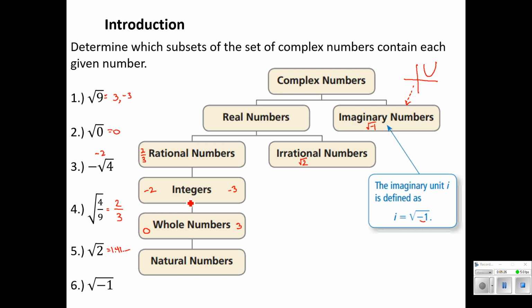This slide, really this introduction, was designed primarily just to give us an understanding of vocabulary and classifying all these different types of numbers that exist in our mathematical system.